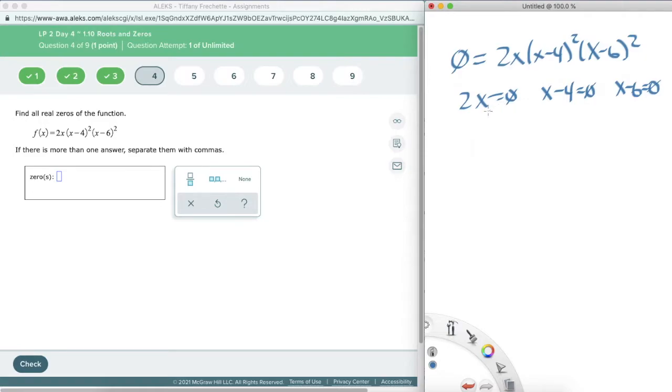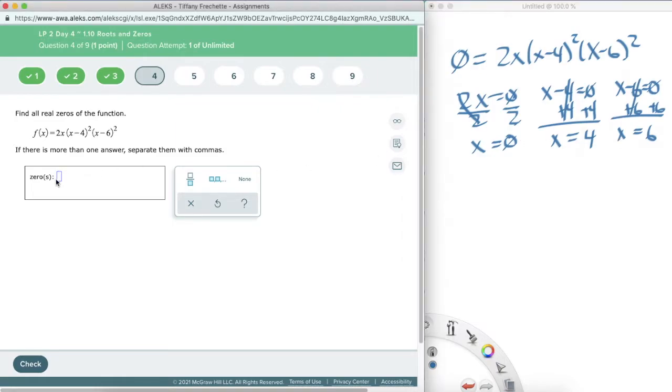So now I'm going to divide by 2 on both sides because I want to get rid of that 2. x equals 0 because 0 divided by 2 is 0. Plus 4, plus 4. So now I have x equals positive 4 and then plus 6, plus 6. And x equals 6.